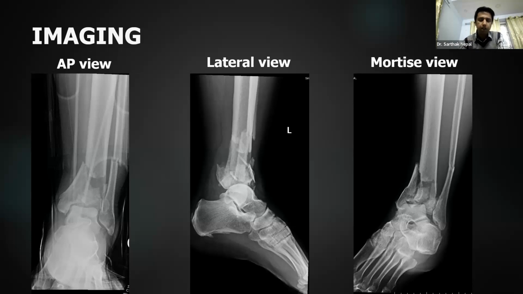After imaging, initial management was planned. I kept the patient NPO and gave the antibiotic as well as the tetanus prophylaxis, and we temporarily maintained the reduction. The operative treatment I planned was in 2 stages. The first stage was the application of the temporary external fixation, and second, the definitive surgery after the soft tissue or the skin condition improves.